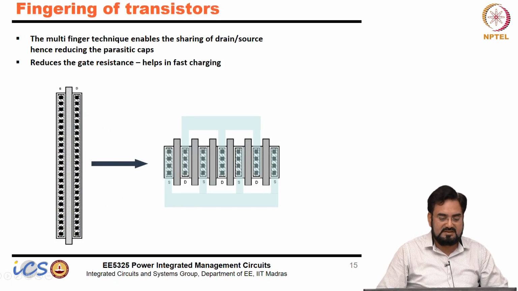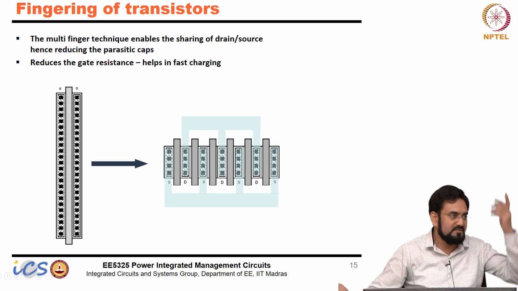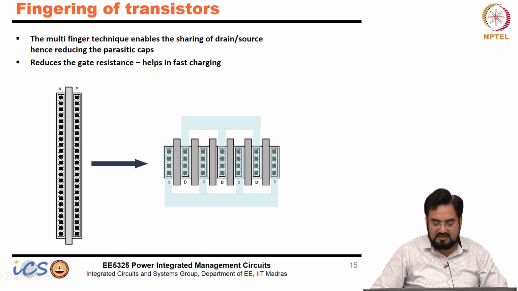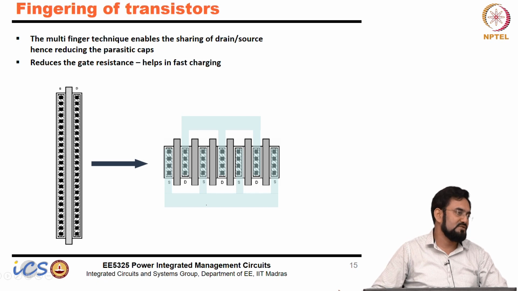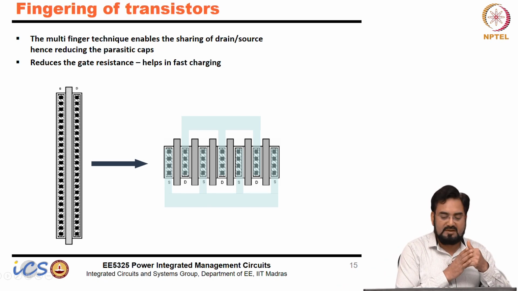Fingering of transistors. An example is your power FET. You know how long a power FET is, the width looks like on the order of a millimeter, so you cannot keep it as one. What we do is split it into fingers. The advantage is that now you connect all the sources with metal and all the drains. One side will be source, the top side is drain and the bottom side is source here. Another advantage is that each finger will have a shared drain and source.